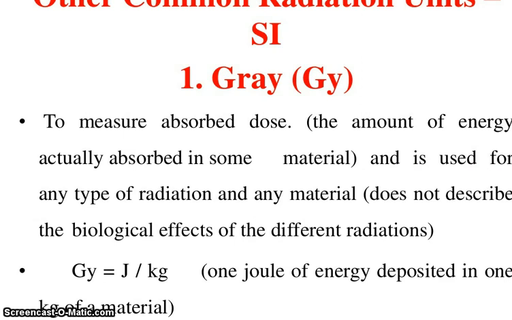Other common radiation units: SI gray. It measures the absorbed dose, the amount of energy actually absorbed in some material, and is used for any type of radiations and any material. It does not describe the biological effects of the different radiations. Gy is equal to joule per kg, 1 joule of energy deposited in 1 kg of material.